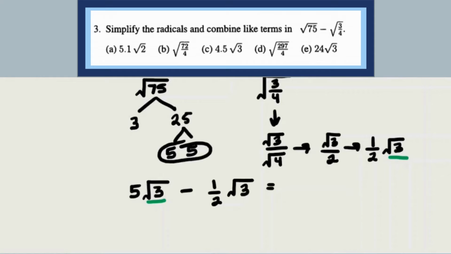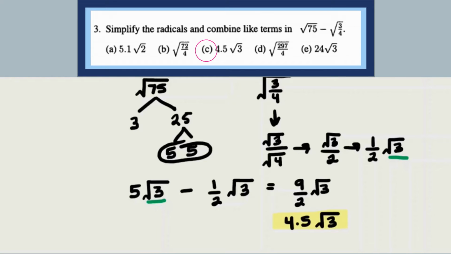And when we simplify that, that is going to be basically 9/2 root 3, or you can do 4.5 times the square root of 3. Both answers are acceptable, but I think in the answer choice, the one that lines up with what we have is the 4.5 times the square root of 3. So that would be answer choice C. So basically the answer for this one is going to be 4.5 times the square root of 3.